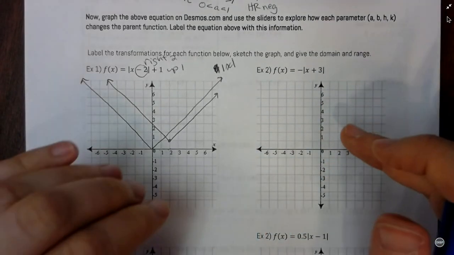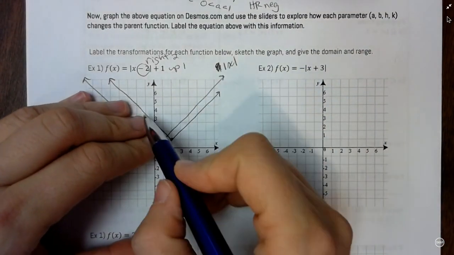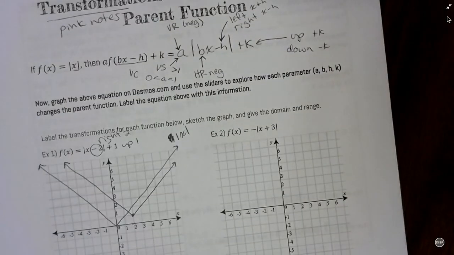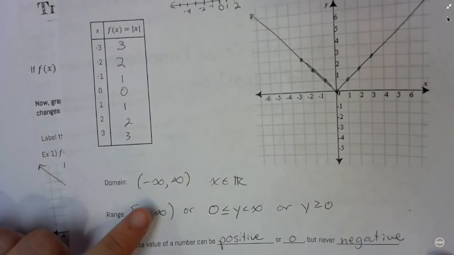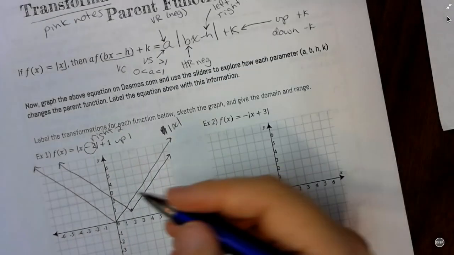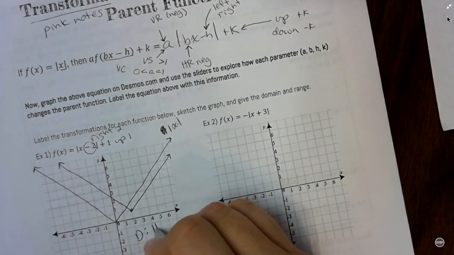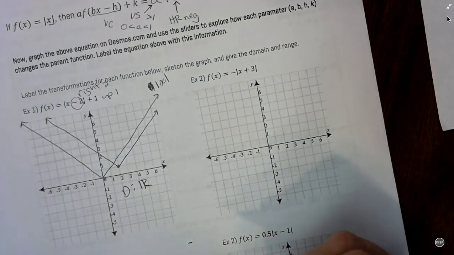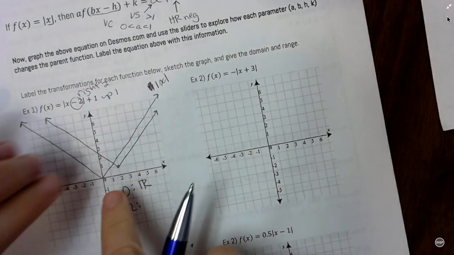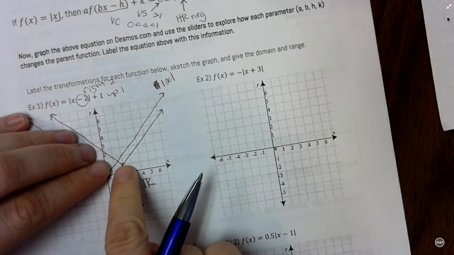And finally, give the domain and range. So remember the previous notes you did, where we said the domain of an absolute value function is always all real numbers. So this one is still all real numbers for the domain. The range, so ignore the parent function, we want to start at the bottom.